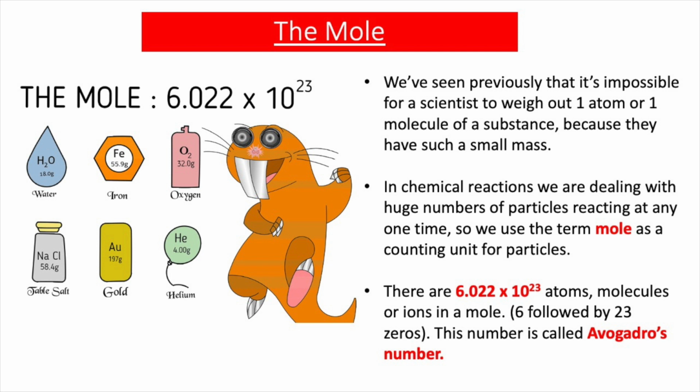Now, at GCSE, you'll never be asked to remember Avogadro's number, so you don't have to know that it's 6.022 times 10 to the 23. But you do have to understand the concept of a mole, the idea that a mole is a set number of atoms, molecules or ions. It is simply a counting unit that makes it easier when we're discussing the number of atoms, molecules or ions, because we're dealing with such big numbers in chemical reactions.